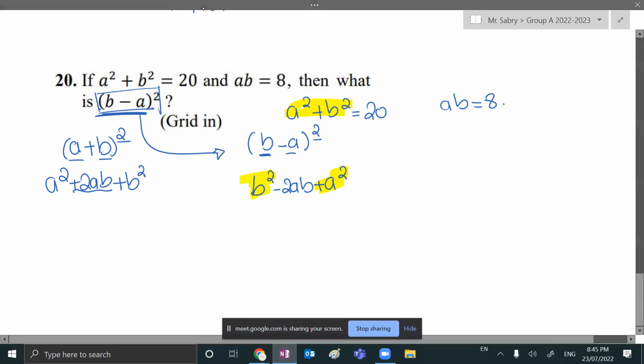I also know that a times b only is equal to 8. So this part is equal to 8. And that's what I'm going to substitute. Instead of b squared and a squared, I'll put the 20. And then I'll put the minus 2 as it is. And instead of the ab, I'll just put the 8. Calculate this. You'll have 20 minus 16, which means the answer is 4.